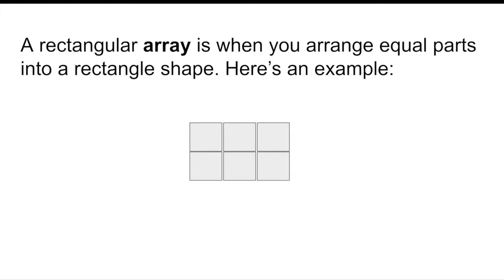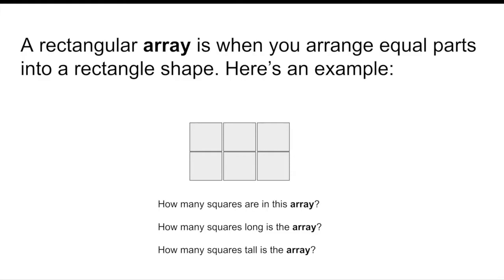A rectangular array is when you arrange equal parts into a rectangular shape. So here's an example. You can see it's shaped like a rectangle, but there are equal size squares that make this shape. As you're looking at this one, think about how many squares are in this array, and then think, how many long or how many across is the array? Then try and figure out how many tall is the array. Pause the video if you need more time to figure that out.